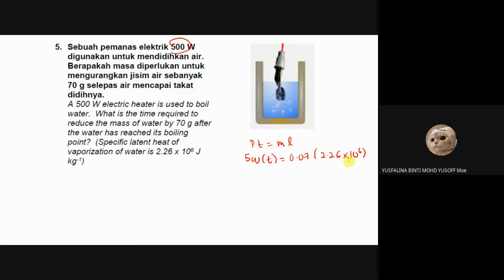Okay, so let me calculate. 2.26 times 10 to the power of 6 times 0.07. So I got 316 point... wait. Okay, so the answer is 3.16 second, right? Okay, very good.